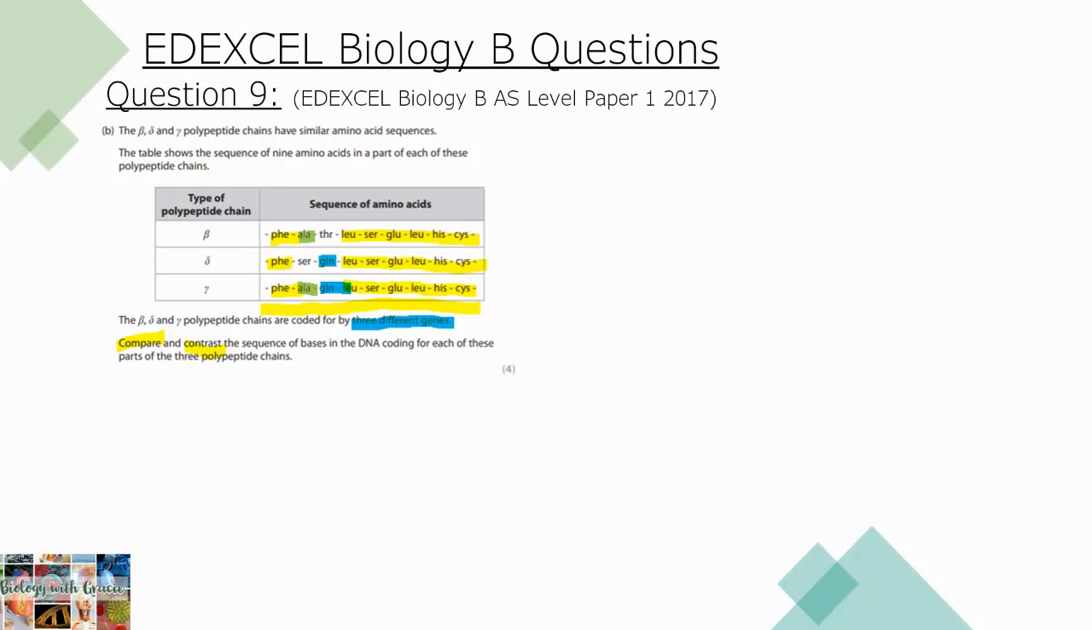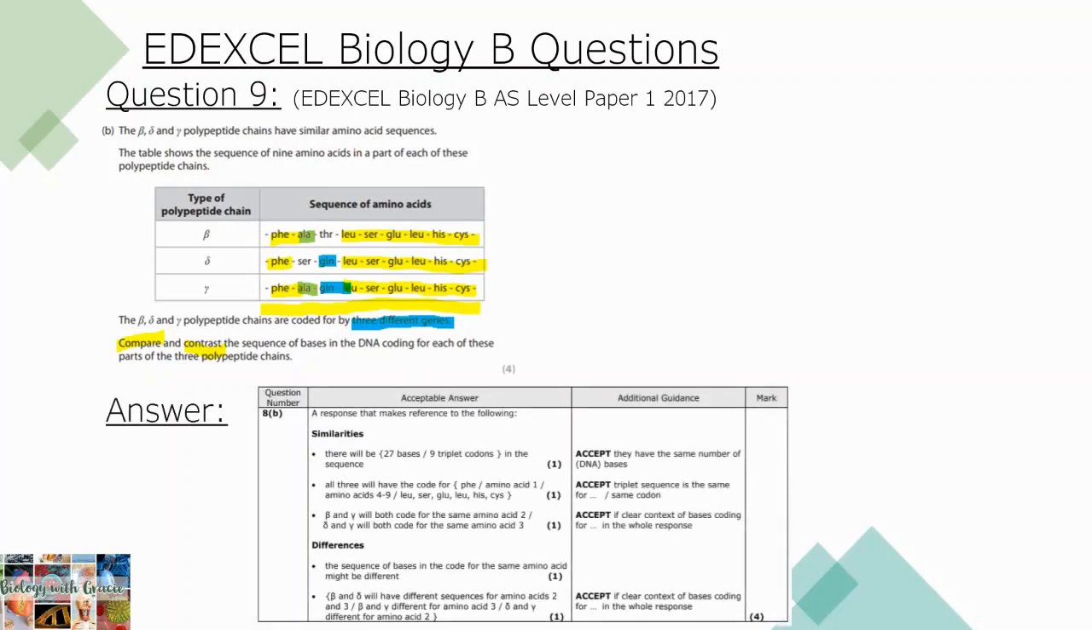And then we can also say that because of the 3 different genes, the amino acids that are the same might have a different code. So for example, we could say that beta and delta will have different sequences for amino acids 2 and 3. Because these amino acids are obviously different, so they're going to have different sequences. And then we can also say how beta and gamma will have a different sequence for amino acid 3. And delta and gamma will have a different sequence for amino acid 2. So those are our similarities and differences, and you can see the answers here.